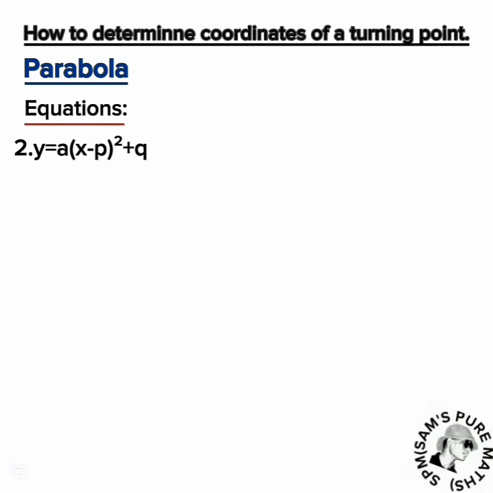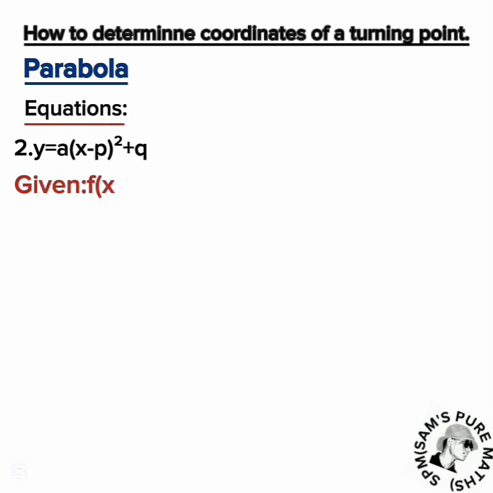Things you need to know about this equation are: P helps us to determine the x coordinate of a turning point, and Q helps us to determine y coordinate of a turning point. Therefore, to determine the x coordinate of a turning point with this equation, we gotta write x minus p is equals to 0, then x is equals to p. This means that p is the x coordinate of a turning point. We take q as it is to make it our y coordinate of a turning point. We don't have to subtract it with anything or from anything. Let's look at this example.